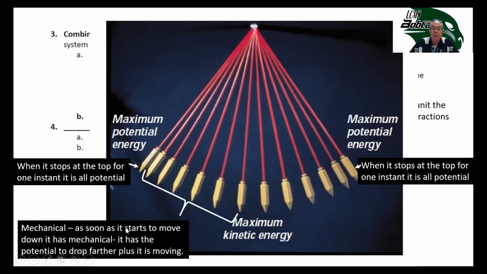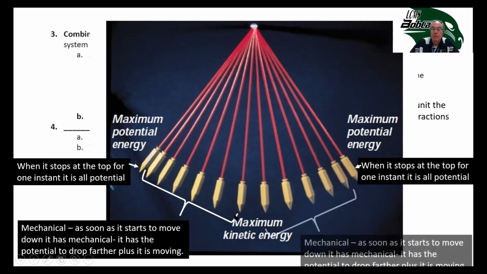As soon as it starts to move down, it has mechanical energy, because when it's at this first position right here, it has kinetic energy because it's moving, but it also has the potential to drop the rest of the way to the bottom. So it has both at every position between the top and the bottom, with maximum potential at the top and maximum kinetic energy at the bottom. All of this we would say is mechanical.